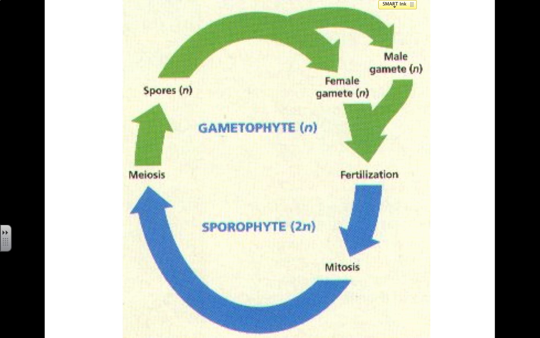In mosses and ferns, the gametophytes and sporophytes are actually separate structures. When you get to gymnosperms and angiosperms, the gametophyte is actually on the sporophyte. The sporophyte is the plant. The gametophyte is the reproductive structure of the cone or the flower. We'll talk about that as we go along.